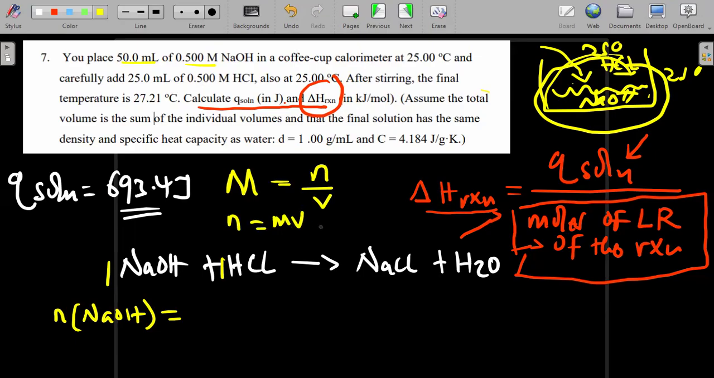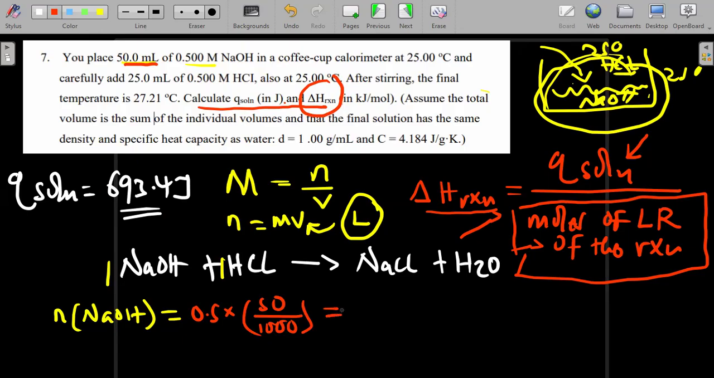Remember this formula, okay? And then we said that this volume here should always be in what? Liters. So how do we convert that 50 milliliters to liters? We divide it by 1,000. So we are going to say moles is 0.5 multiplied by 50 divided by 1,000, to convert the 50 milliliters to liters. When I find the moles of this, I'm going to find 0.0250 moles.